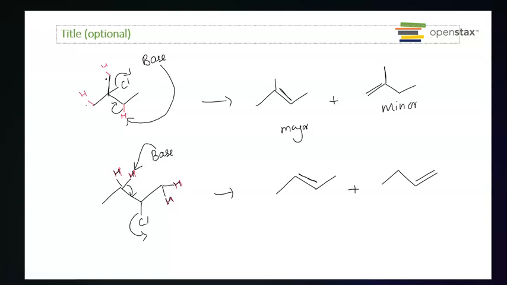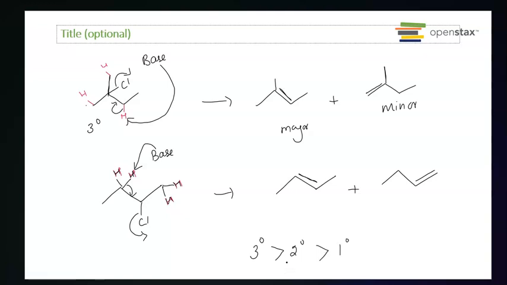So it's always seen that when you use a tertiary alkyl halide as your substrate, you will always get the more substituted alkene, which is the more stable alkene. Whereas for a secondary or even for a primary, you get the less substituted alkene. Therefore, the tertiary is a preferred substrate over a secondary, which is preferred over a primary.